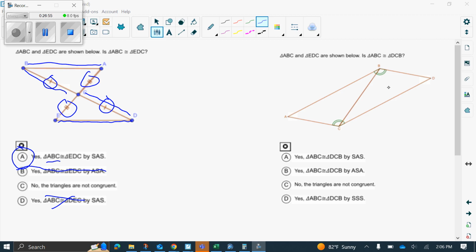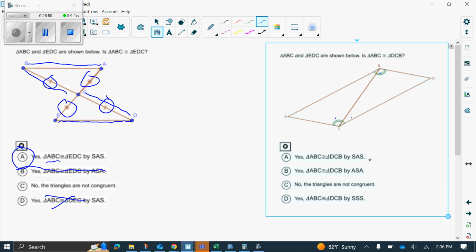Alright, so now for this one, same idea. We've got two angles that are going to set up. So that means we're definitely not going to go with the two sides or the three sides. So that leaves us with just angle, side, angle, because we have the side in between that makes it work.